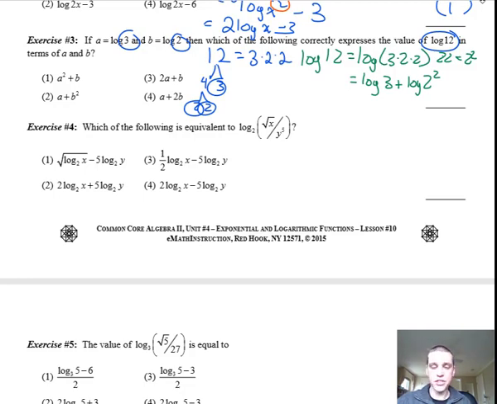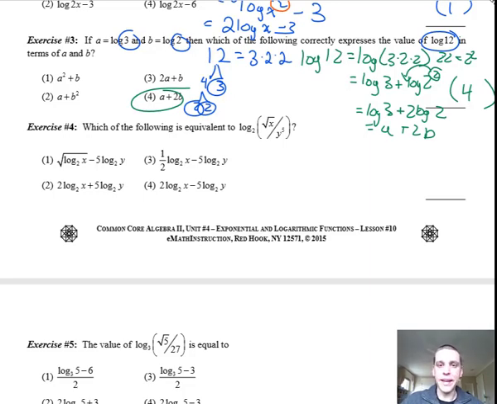Well, I'm almost done. There's nothing I can do with log of 3, but I can bring this 2, doing the power rule, out in front. So I can rewrite it as log of 3 plus 2 log of 2. And the final step is to notice that log of 3 is a, and log of 2 is b, so I have a plus 2b. And do I have an a plus 2b here? I do. It's choice 4.